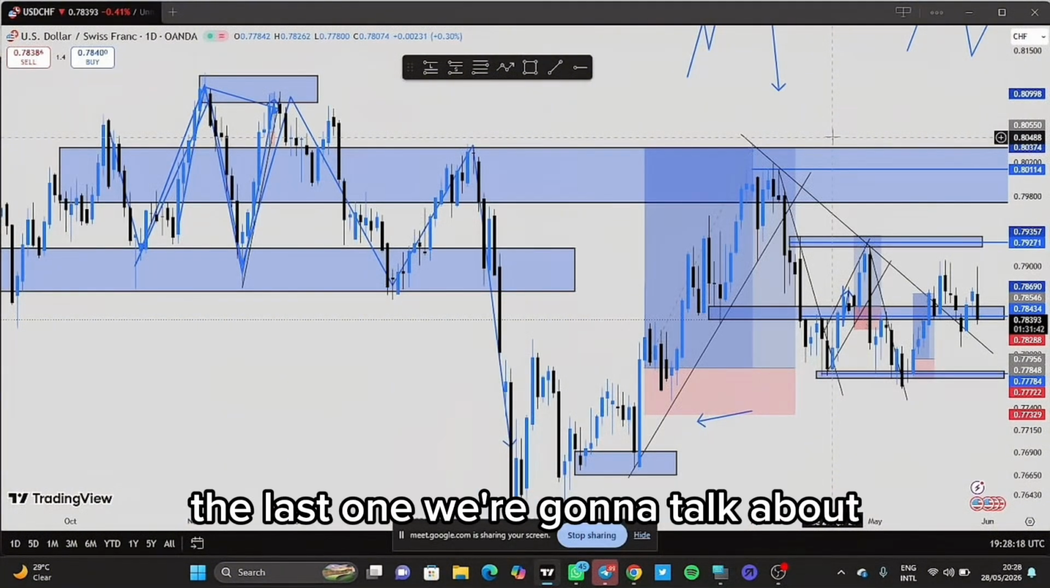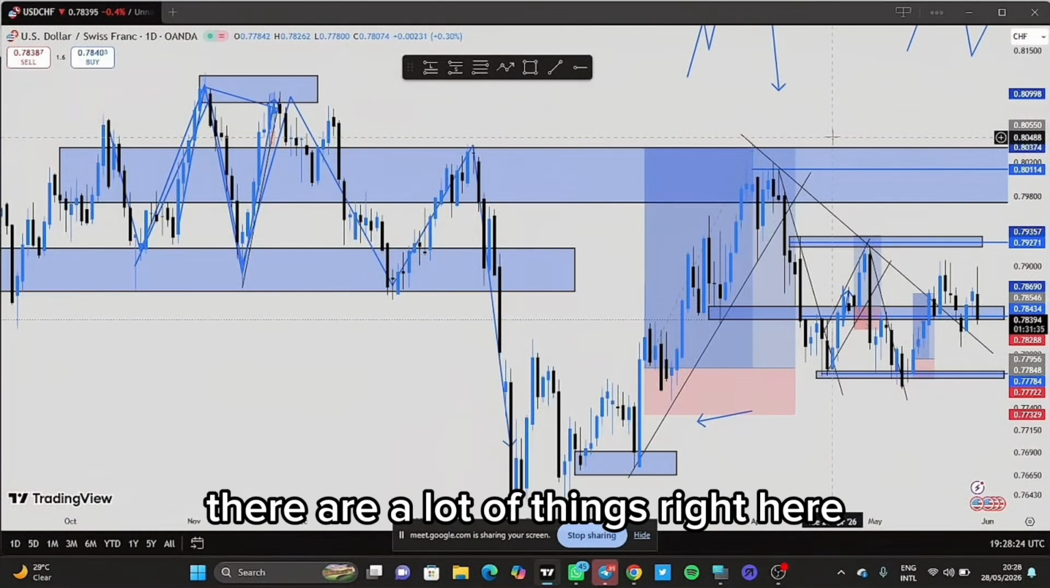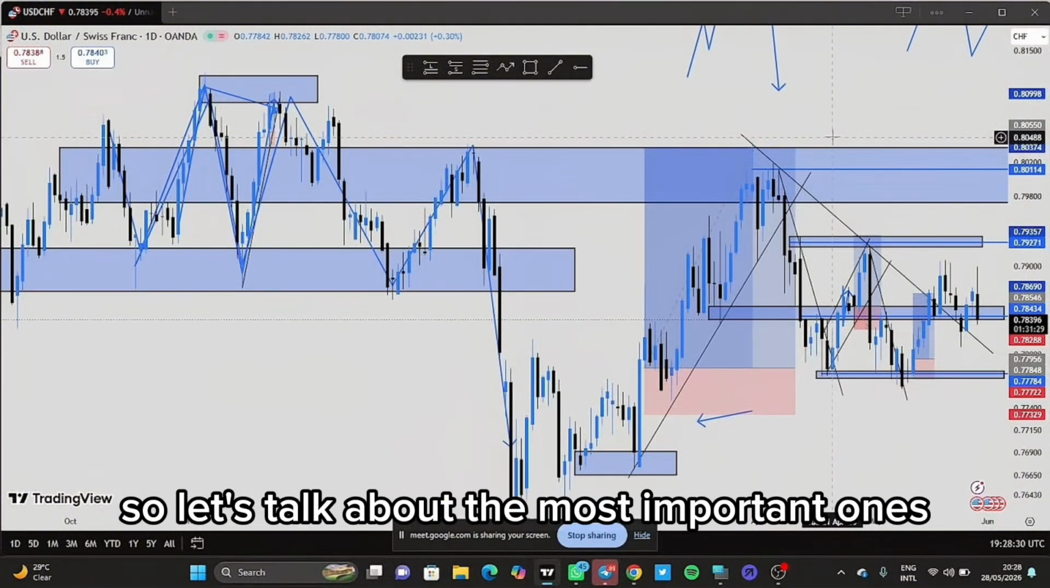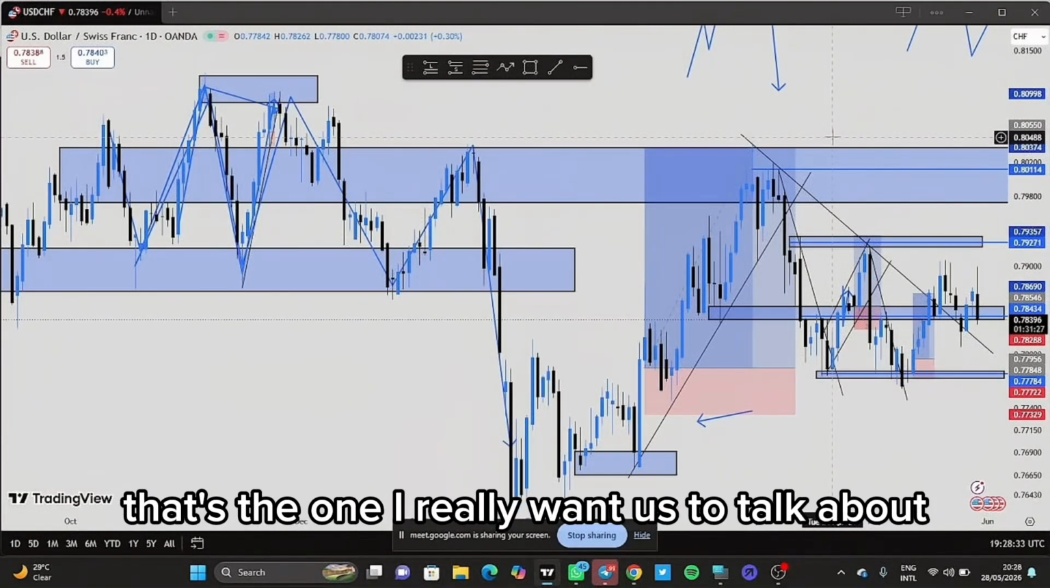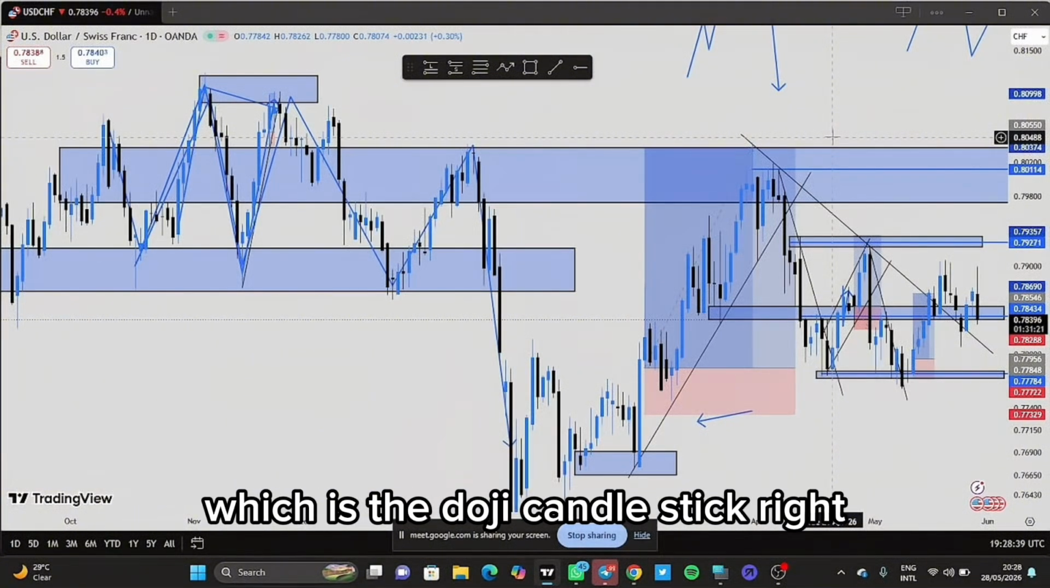So the last one we're going to talk about, there are a lot of candlesticks right here, but because of time, I can't really talk about a lot of them, right? So let's talk about the most important ones. That's the one I really want us to talk about. So let's talk about the last one, which is the Doji candlestick.